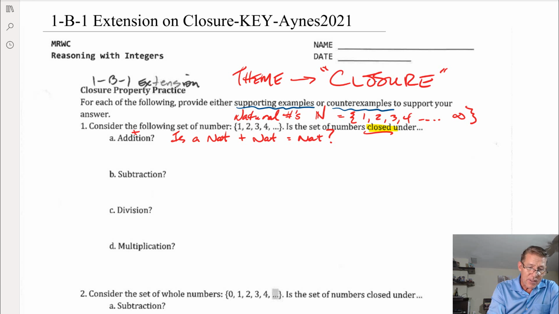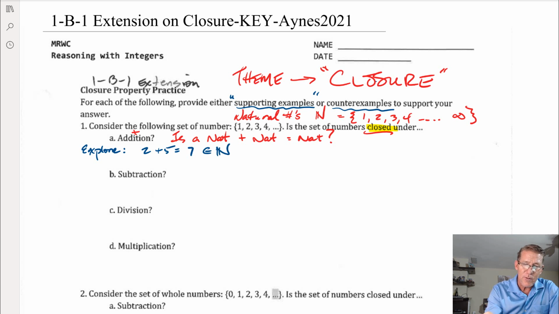Okay, so let's do that. Let's explore. When I say explore, I'm talking about throwing down some examples, showing some supporting examples here. So what do I mean? Well, let's take any two naturals. Let's take 2 and 5, and add them up. We get 7, and guess what? That's an element of the natural set.